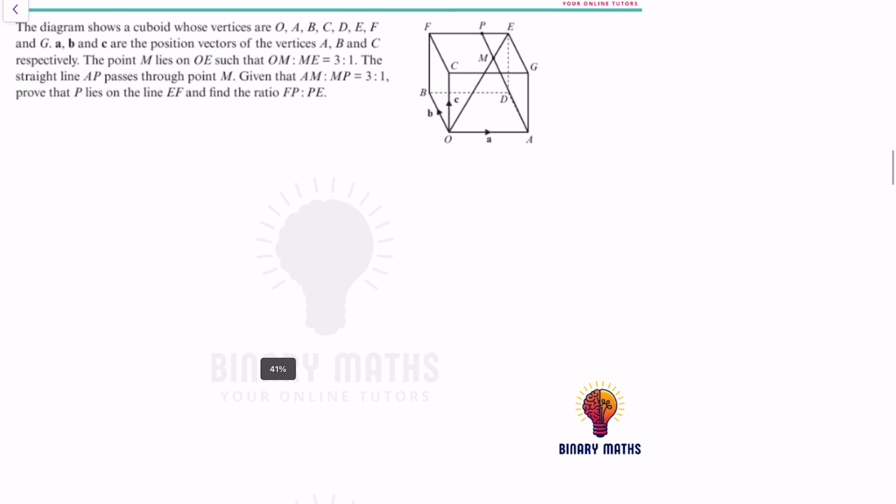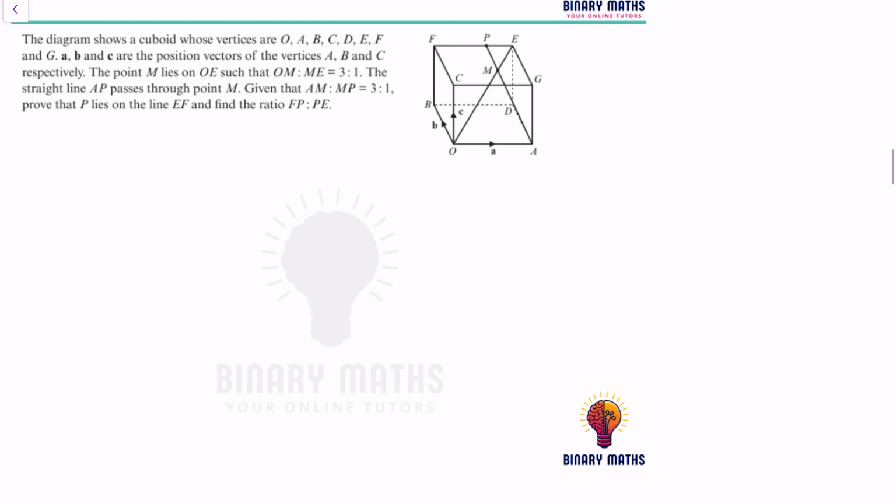Okay, last question I'm going to go through. The diagram shows a cuboid whose vertices are O, A, B, C, D, E, F, and G. A, B, C are position vectors of the vertices A, B, and C respectively. The point M lies on OE such that OM to ME is 3 to 1. So this is 3 to 1. And the straight line AP passes through M. Given that AM to MP is again 3 to 1, prove that P lies on the line EF and find the ratio FP to PE.